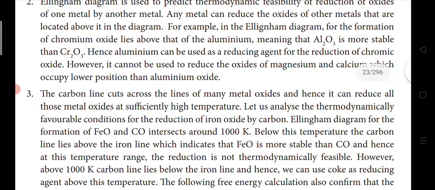அப்போ அலுமினியமே நம்ம குரோமியம்க்கு ரெடியூஸ் பண்ணுறதுக்கு யூஸ் பண்ணலாம். இவ்வளோ datas we can collect from this graph. So however it cannot be used to reduce the oxides of magnesium and calcium which occupy the lower position than aluminium oxide. So aluminiumக்கு மேலே உள்ளதெல்லாம் நம்மளால யூஸ் பண்ண முடியும், அதுக்கு கீழே உள்ளதெல்லாம் நம்மளால யூஸ் பண்ண முடியாது.